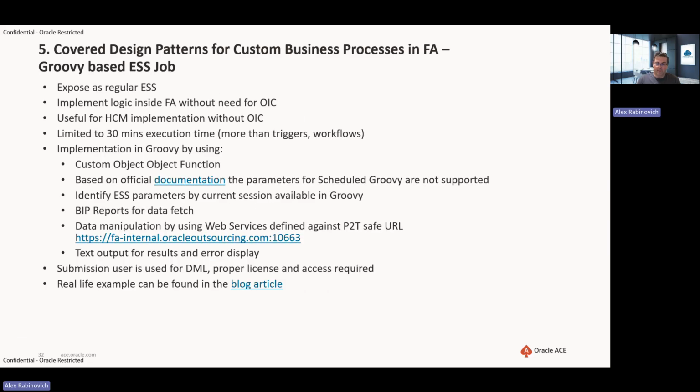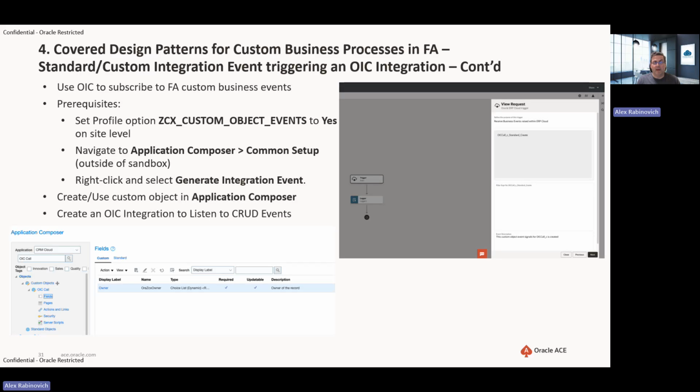But this is very, very useful when we look back here. For example, if we want to have a custom screen where we want to trigger label generation, if I add the custom object, we can see that OIC is triggered and can do anything you want.